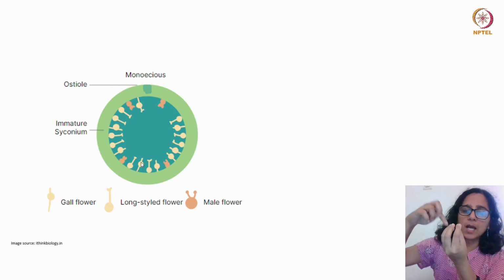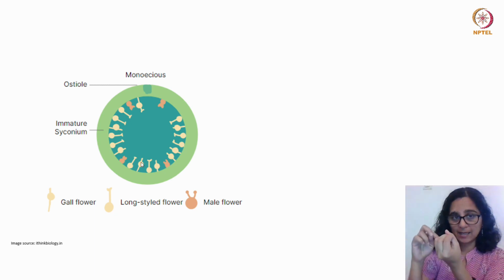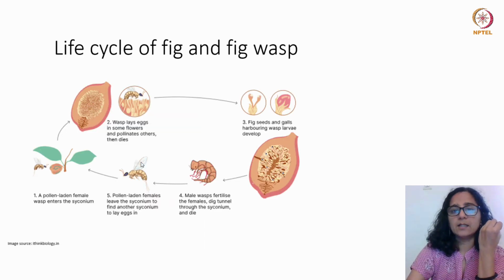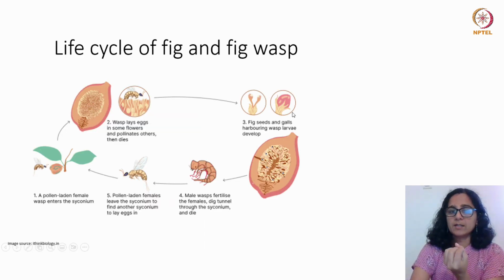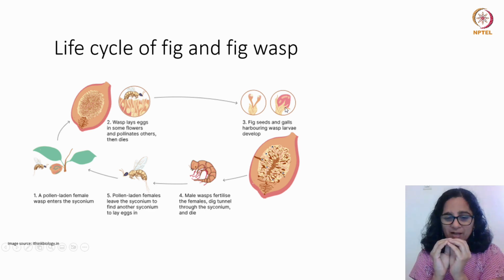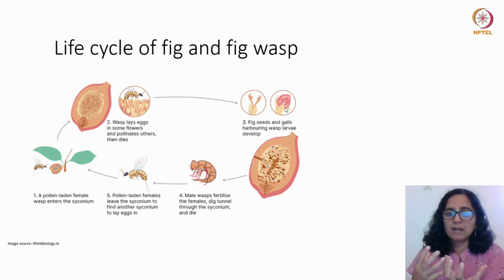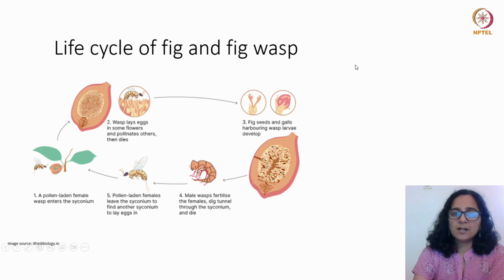So the female wasp can actually pierce into these ovaries and lay an egg, and this in turn will turn into gall flowers. That means that the flower, basically the ovaries, are helping the wasp larva develop, and these are known as gall flowers. Right, so I know there is a lot to remember, but we will go over it again. We'll summarize it again, but please be with me when I'm describing the life cycle of fig and fig wasp.